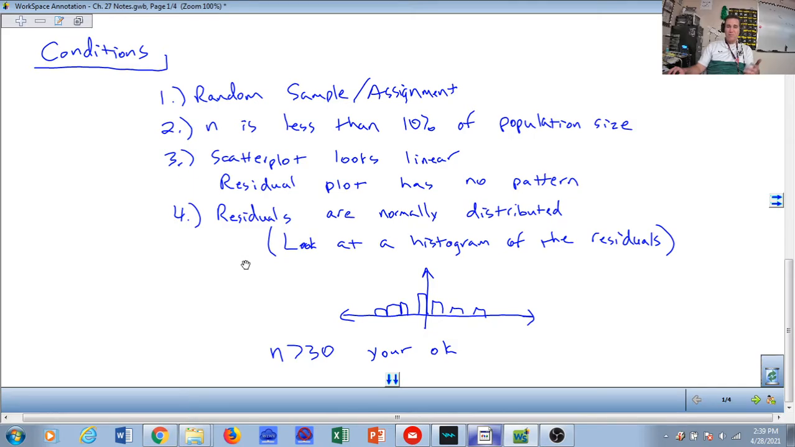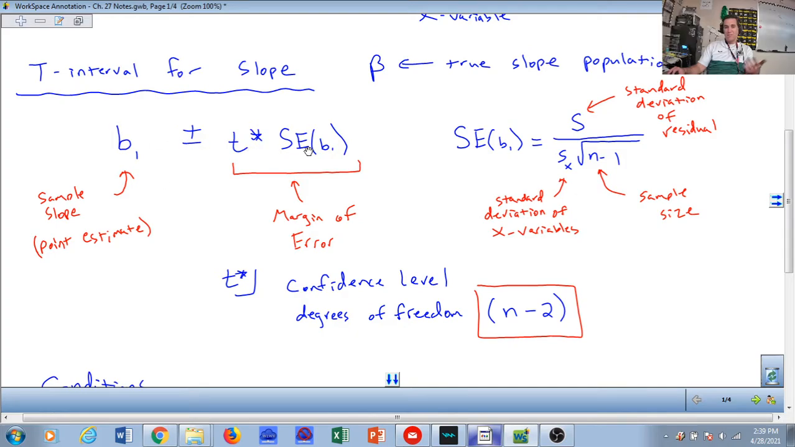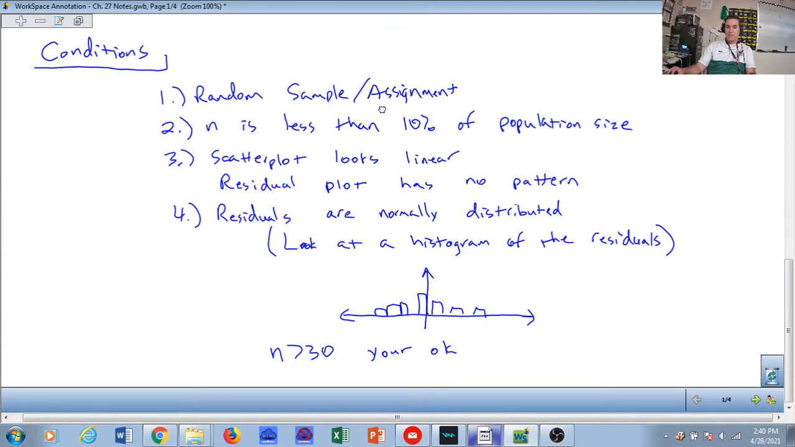Interpreting the interval, I'll do one with you. We'll interpret it. But remember, on an interval, you're just going to do the conditions if you have to, and then you're going to calculate the t-interval. And it's going to tell you what we think the true slope is of the regression line. So let's do one.